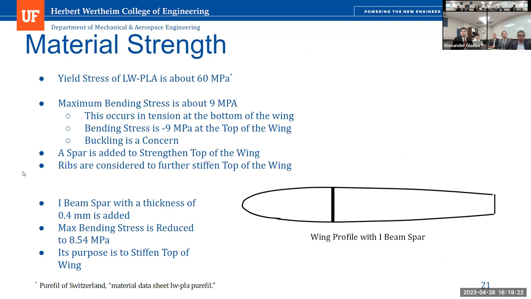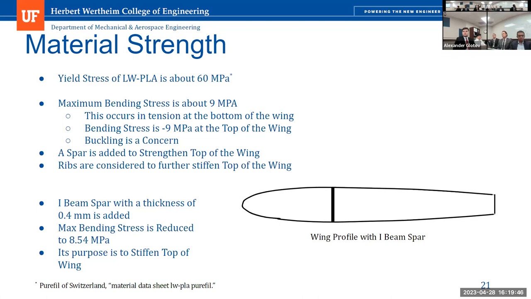Even considering a minimum thickness of the wing and no spar at all, our maximum bending stress was about 9 megapascals, which is well less than the published yield stress of the lightweight PLA we planned on using. But this stress is compressive on the top of the wing, where buckling was a major concern.